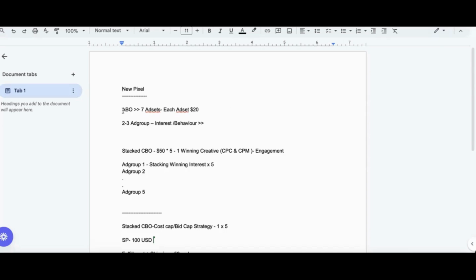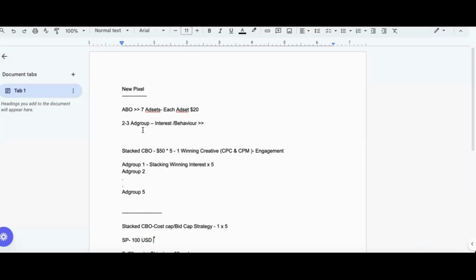Now I guess you guys know about ABO, CBO and everything, right? So I don't want to go into detail explaining what ABO and CBO are. But overall, on day one itself, I create an ABO campaign with seven ad sets. In each ad set, I put one or two interests max. The estimated audience size should be around 5 million or above. Don't go for anything under 5 million. In each ad set just put $15 or maybe $20, both work, because initially you're just testing the product. If you put 20, it's 20 times 7, around 140 on day one itself.